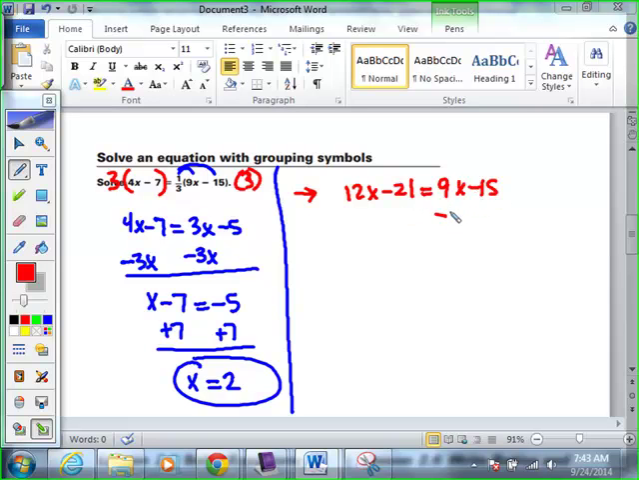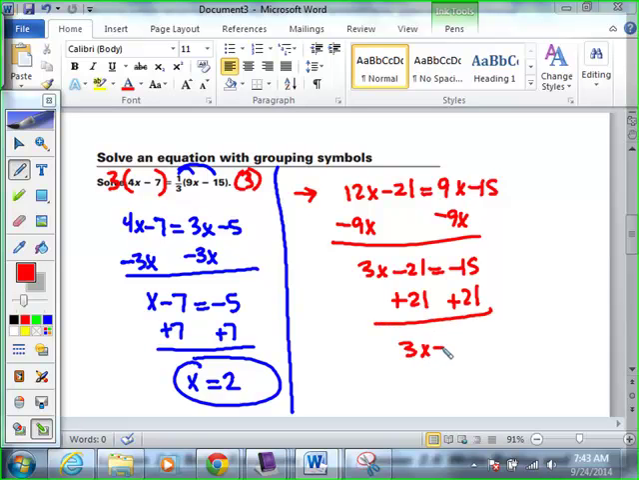I can do the exact same thing. I'm going to subtract the 9x from both sides. That gives me 3x minus 21 equals negative 15. I would add the 21. 3x then equals 6. Divide by 3, and x will still give me 2. The only reason I showed this to you is because I want you to use caution. Again, if you multiply by 3, the reciprocal, you have to multiply the entire expression on the other side by 3 as well. Let's keep going.